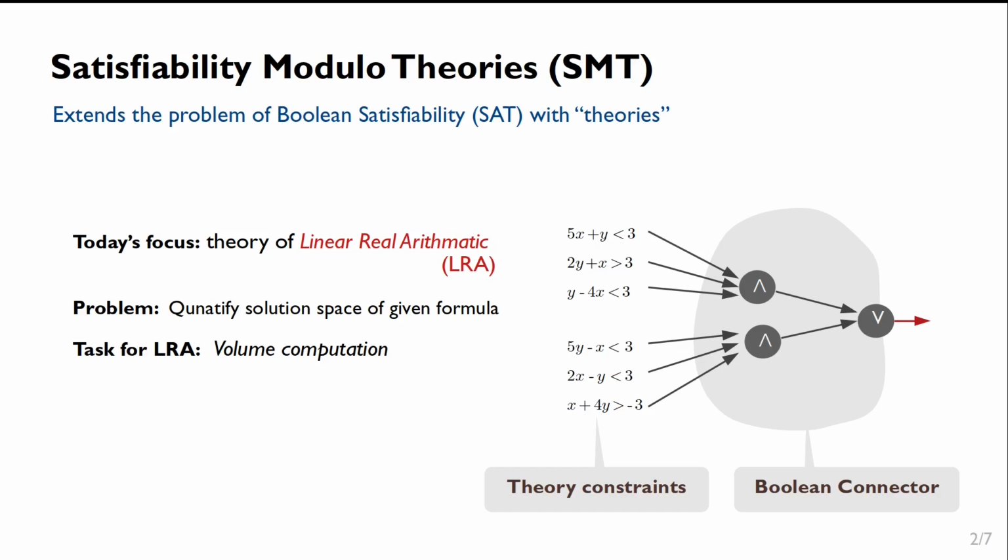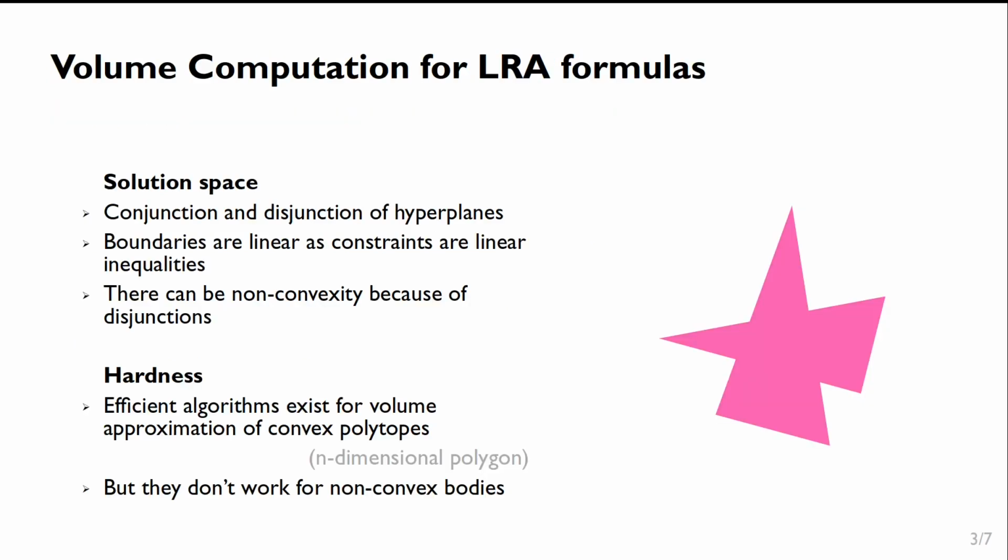So given this SMT formula, the problem we are interested in is to quantify the solution space of this formula. In case of LRA, as the variables are real variables, the problem becomes a problem of volume computation of the solution space. Now if you look at the solution space of an LRA formula, it consists of conjunctions and disjunctions of hyperplanes.